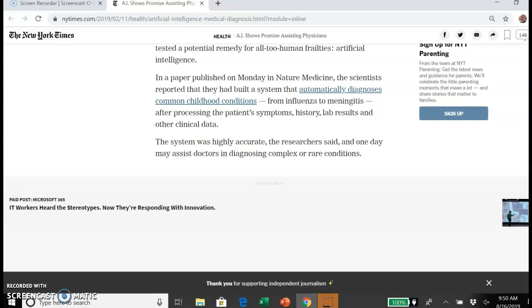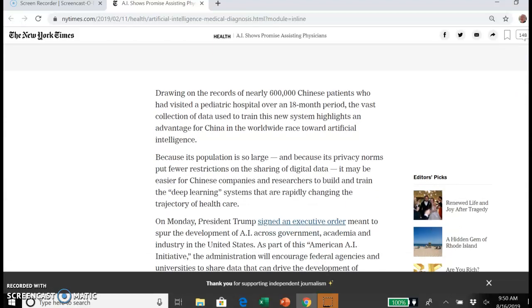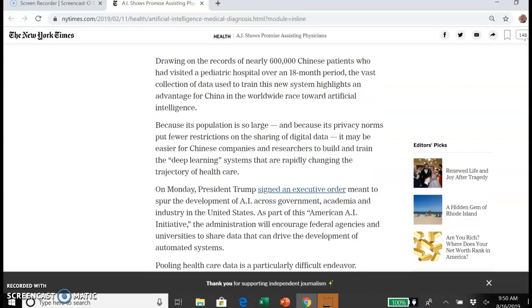They built a system that automatically diagnoses common childhood conditions. The computer looks at all these other symptoms from thousands and millions of patients and gives a diagnosis, so that the doctor and the human brain isn't doing it. The doctor's getting the data and the symptoms and entering those, and the computer's doing the diagnosis. And this was 600,000 Chinese patients in the database who'd visited the hospital over an 18-month period.